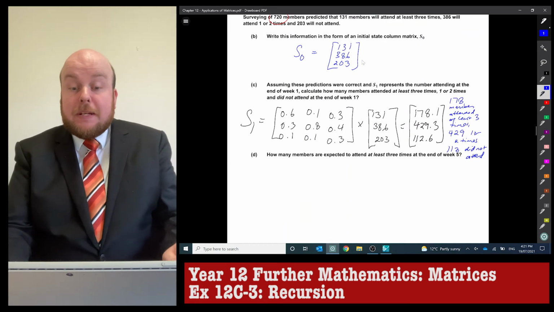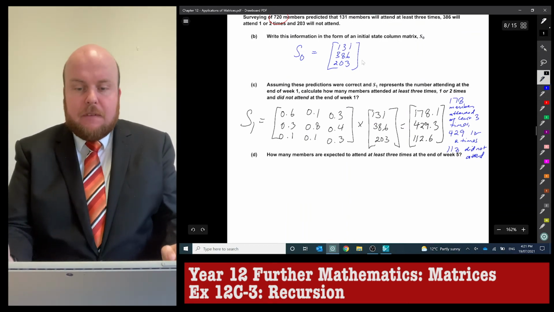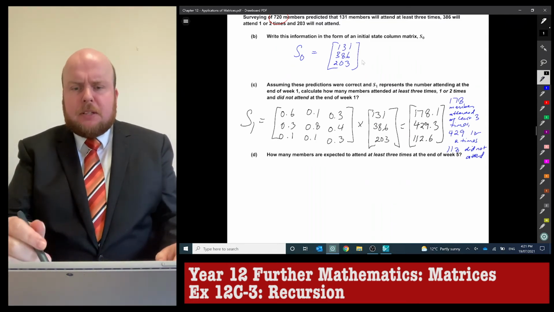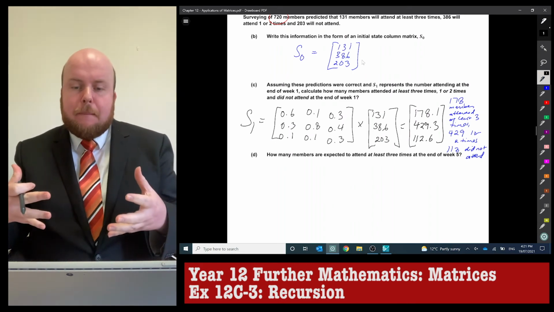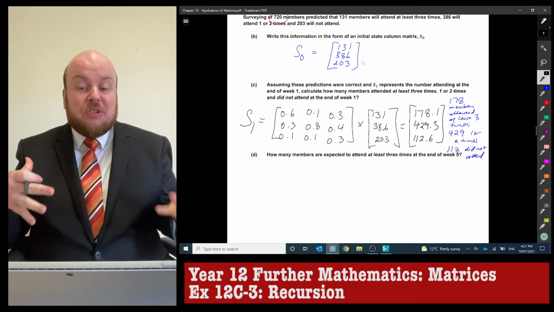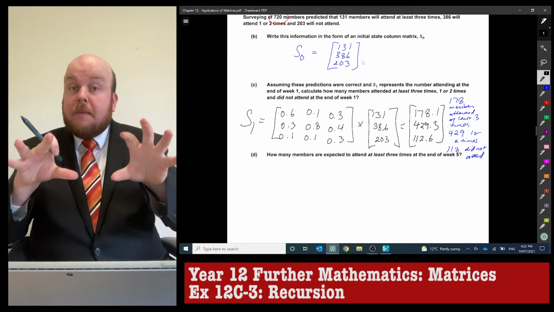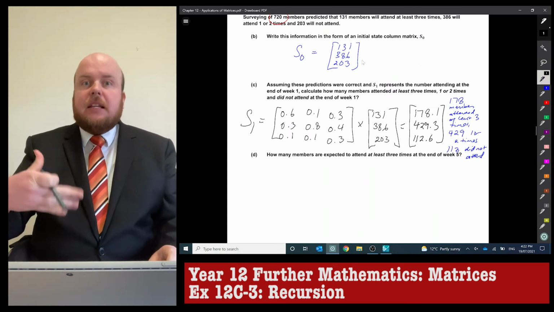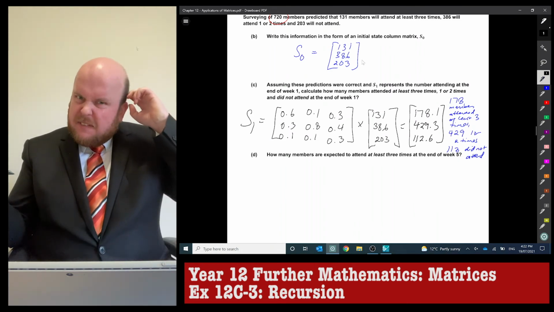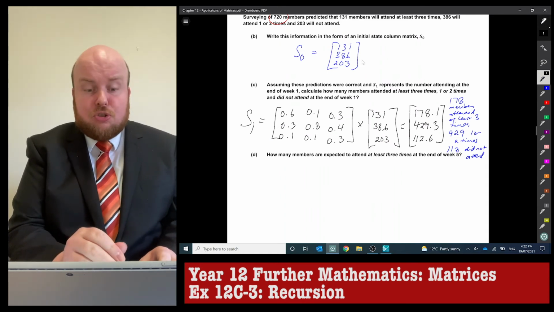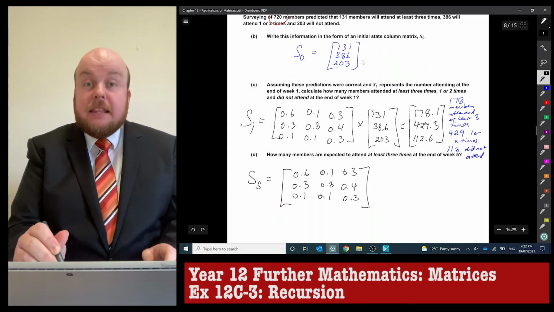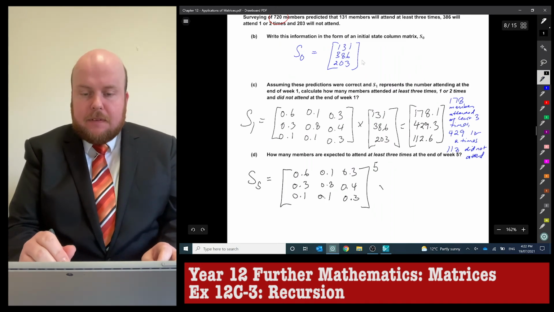D, how many members are expected to attend at least 3 times at the end of week 5? If I was to keep multiplying, if I took that 178.1, that 429.3, and that 112.6, and multiplied the transition matrix by that, that would get me S2. Then if I did it again, that'd be S3. That's a very long and complicated process, so we may as well streamline it. We'll take our original transition matrix and this time do the power of 5.